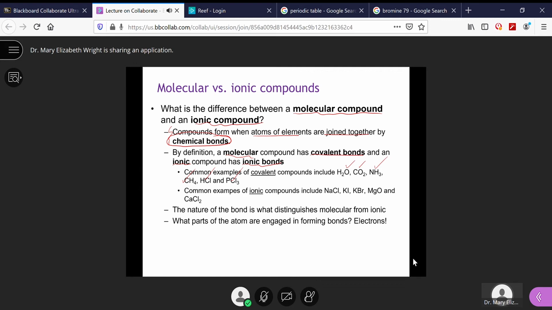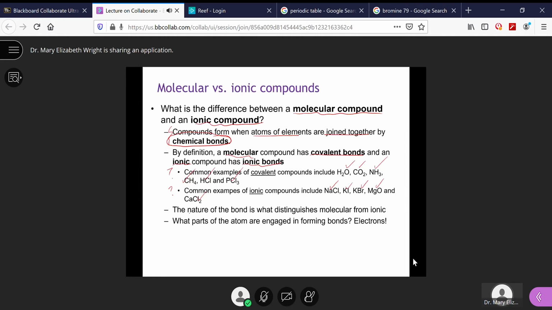So, on the other hand, common examples of ionic compounds are things like table salt, NaCl, potassium iodide, potassium bromide, magnesium oxide, and calcium chloride. So what distinguishes these two things from one another? Why are we at such pains to make sure you understand that these are two different creatures?